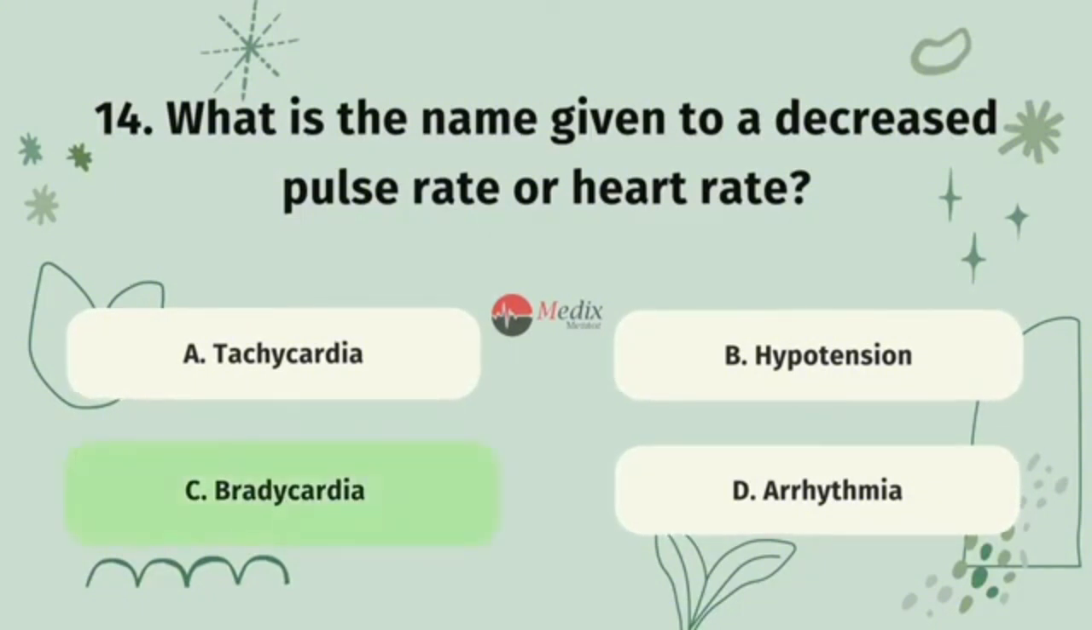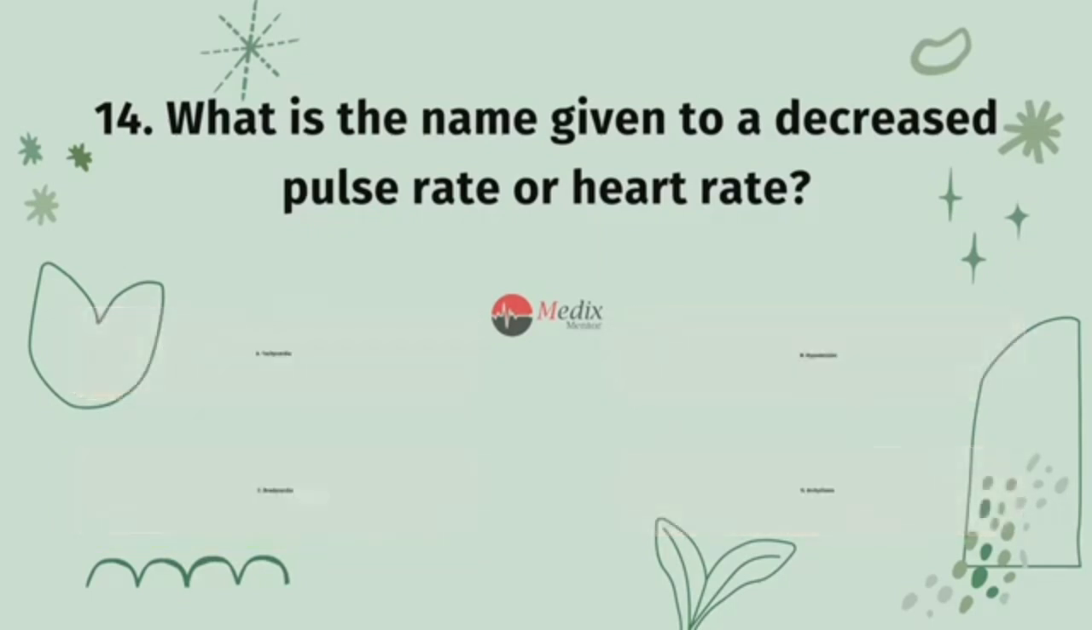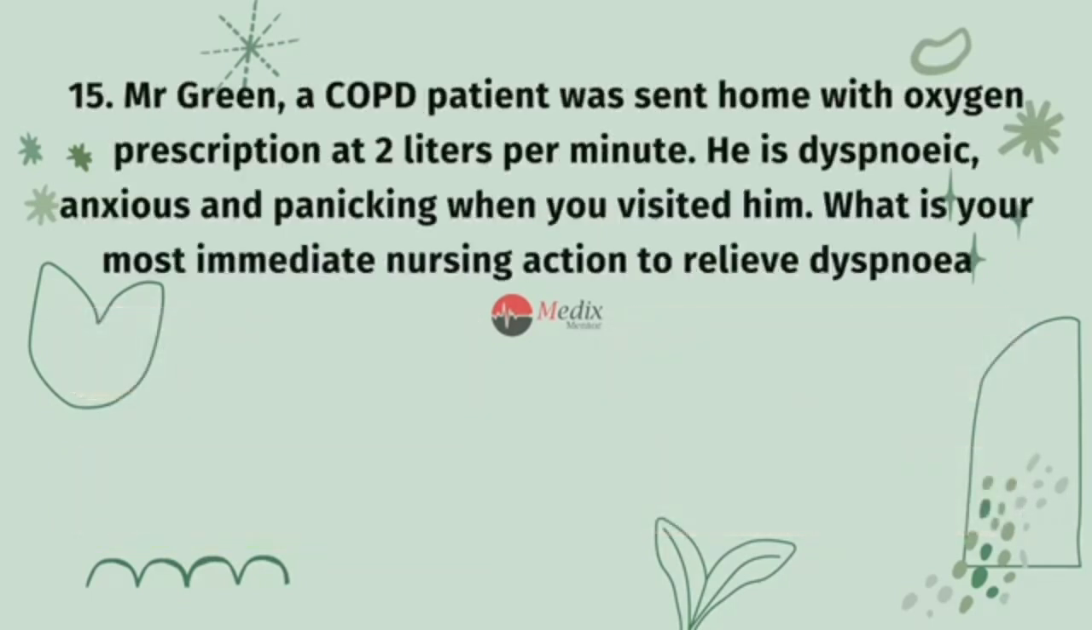The correct answer is C. Question 15. Mergreen, a COPD patient, was sent home with oxygen prescription at 2 liters per minute. He is dyspneic, anxious, and panicking when you visited him. What is your most immediate nursing action to relieve dyspnoea?